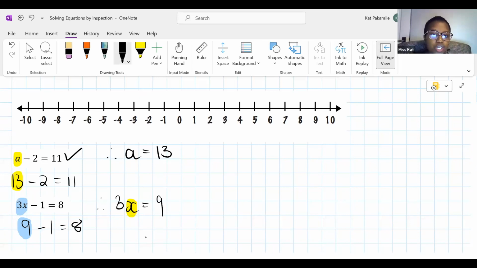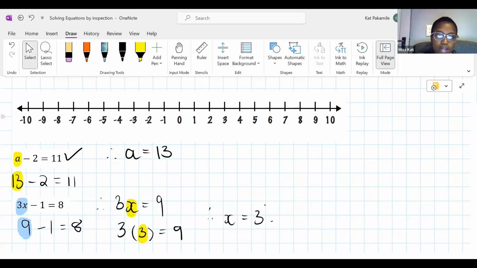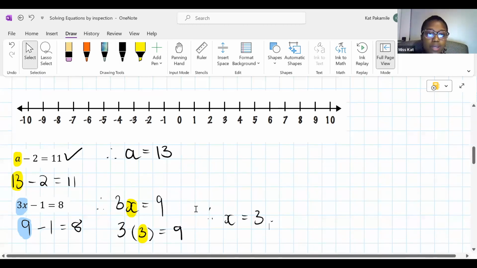So all we're doing is checking stuff over and over. So 3 multiplied by 3 will give me 9. Therefore, x is what? Therefore, x is 3. Beautiful, guys. See, it's nice and color-coded for us to be able to see.